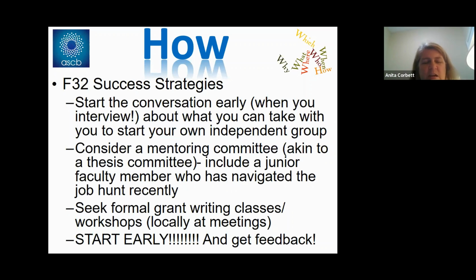Some things we don't typically think about for a postdoc: consider a mentoring committee. So this would be akin to a thesis committee that you would have had in graduate school. I often suggest that the postdocs include a junior faculty member. So this is someone who can be really valuable to them because they've just navigated this job hunt process. I do think it can be really helpful to seek formal grant writing classes, workshops, sometimes locally. I know our postdoc office has a series they offer, and also a number of meetings will start, before the meeting, they'll have a virtual grant writing class. And then advice for every grant: start early and get feedback.